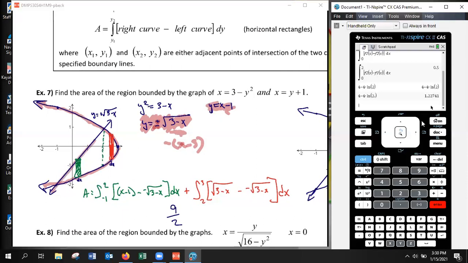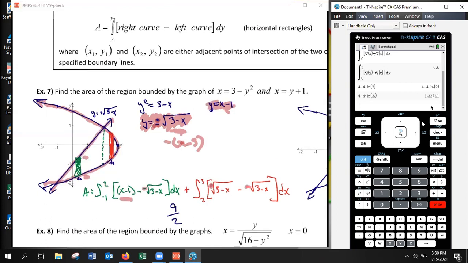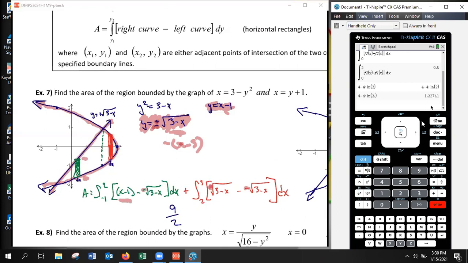Now, the downside to doing this approach is I now have 2 regions that I have to consider. If you notice for each region, in what's in green, the upper function is the line, the lower function is the negative square root. So I have line minus negative square root. Where the red region that I have there is going to be the positive square root minus the negative square root. So when we do this, we could type it in the calculator and we should get 9/2.